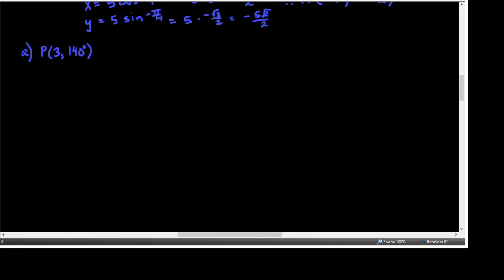Okay, so the easiest ones will be ones where we keep the positive R and add a full 360 degrees to go all the way around the circle back to the same place. So 140 plus 360 is 500. So that one sounds good.